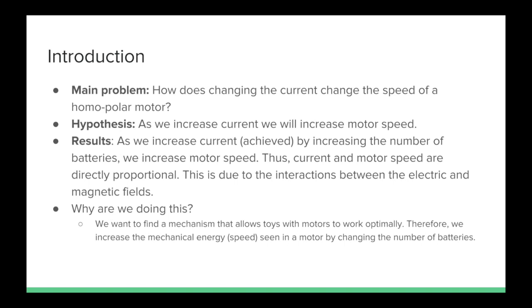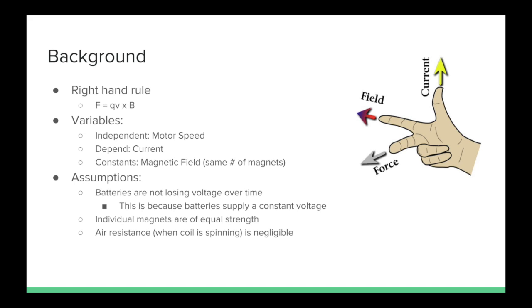Our results indicated that current and motor speed are directly proportional. The right-hand rule is key to visualizing the perpendicular relationship between the vectors of magnetic field, current, and force. Throughout the experiment, magnetic field stayed constant because the number of magnets was consistent. By changing the number of batteries, we were changing the current, which was our dependent variable, and the resulting motor speed was the independent variable.